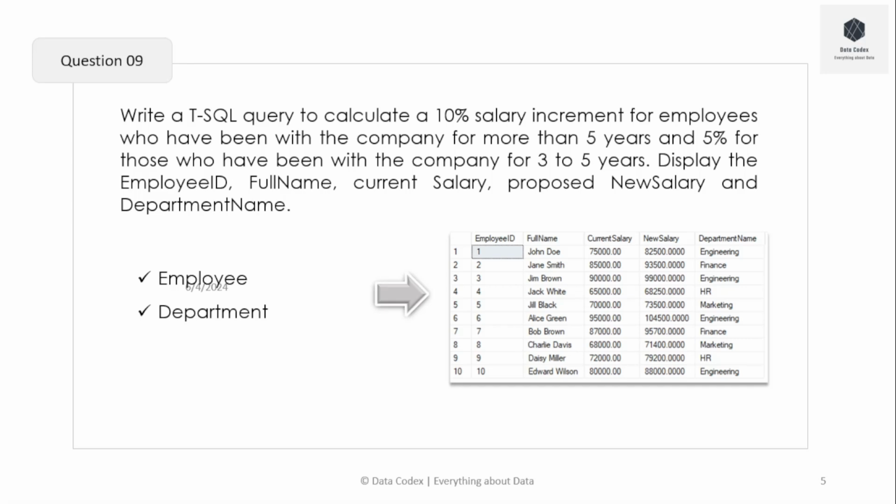For this we are going to write a SQL query to find the salary increments. If the employee has been working for the company for more than 5 years, then we need to assign a 10% salary increment for those employees. If they are working for 3 to 5 years, then we are going to apply a 5% increase in their salary. And finally we are going to display the employee id, their full name, their current salary along with the proposed new salary along with their department name which they are currently working on. So let us get into the SSMS and solve this.